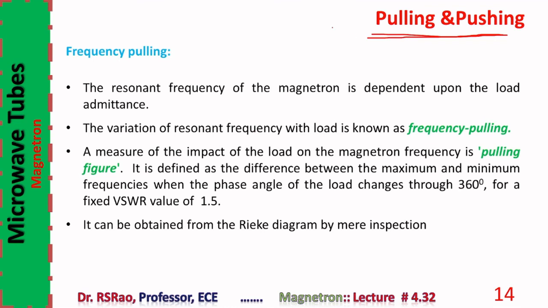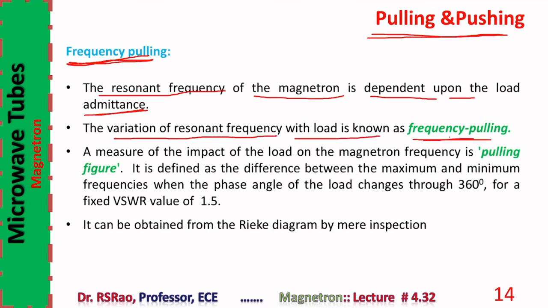Now, a formal description of these two terms. First, we consider frequency pulling. What is frequency pulling? The resonant frequency of the magnetron is dependent upon load admittance. Variation of resonant frequency with load is known as frequency pulling. How to remember pulling and pushing without confusion? In pulling, L is there. In load, L is there. So frequency pulling can be connected with load. Frequency pulling refers to change in frequency with load admittance.